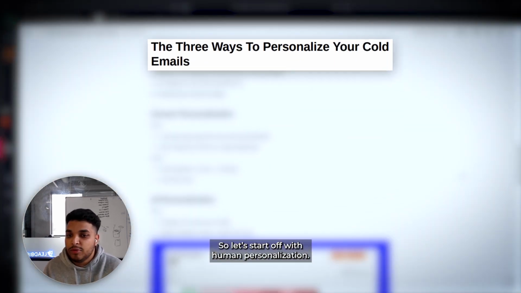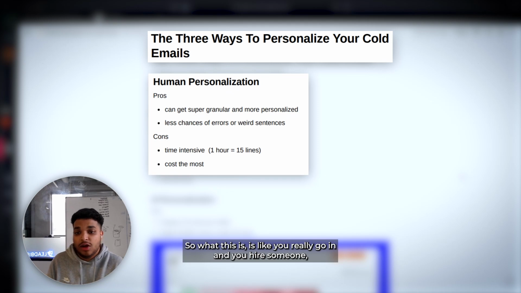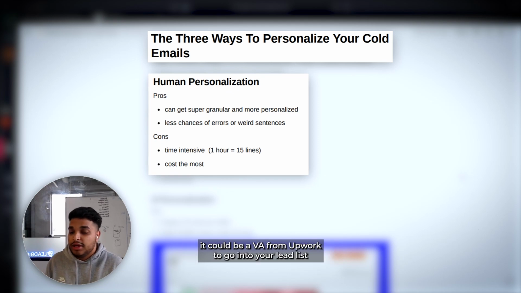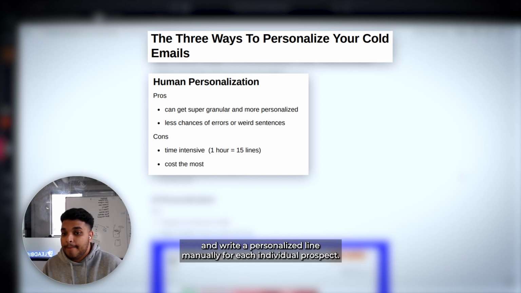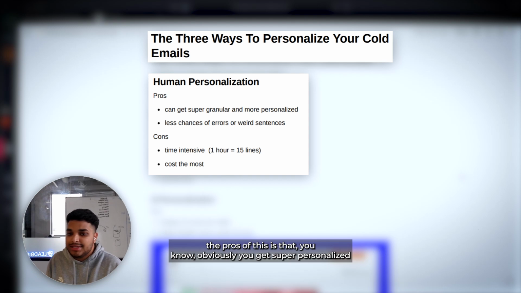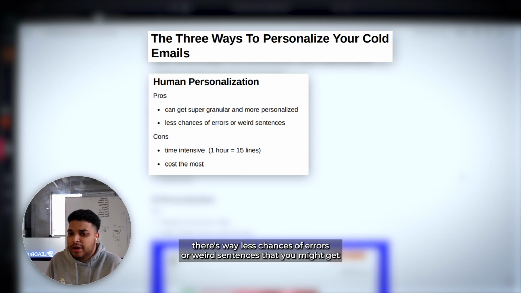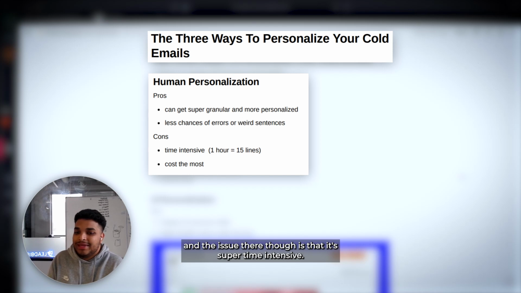So let's start off with human personalization. What this is, you literally go in and you hire someone, it could be a VA from Upwork, to go into your lead list and write a personalized line manually for each individual prospect. The pros of this are that, obviously, you can get super personalized and way more granular and make it seem way more personal. There's way less chance of errors or weird sentences that you might get when using something like QuickLines or SmartWriter or Lyne, right? The issue there, though, is that it's super time intensive.